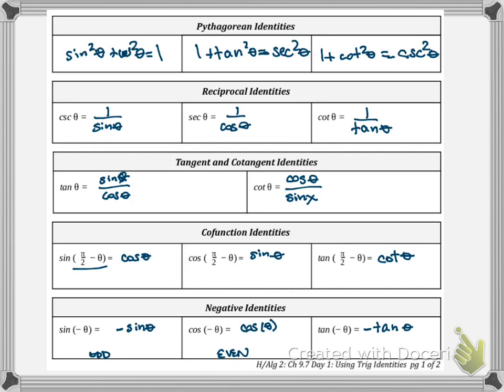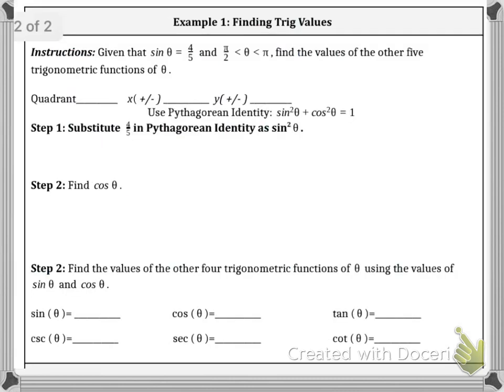Okay? So let's go ahead and use our Pythagorean identities to help us solve for the other trig functions. We're going to find some trig values. We've done this before, but we're going to do this a little differently. Instead of doing it with just the Pythagorean theorem, we're going to use the Pythagorean identities instead.